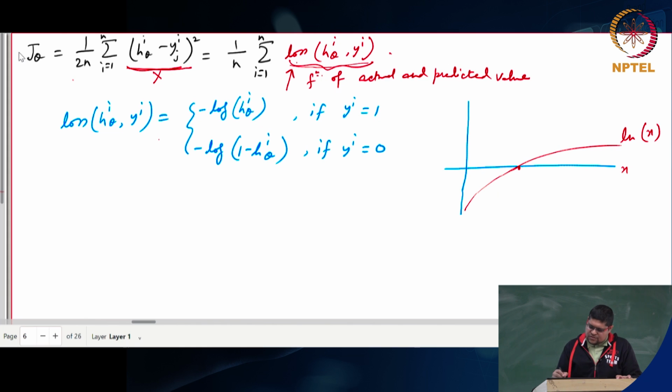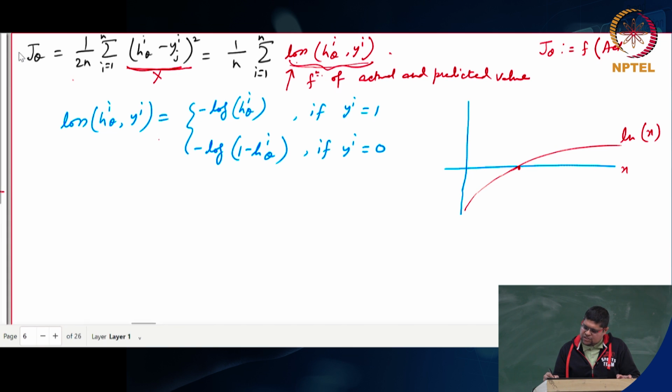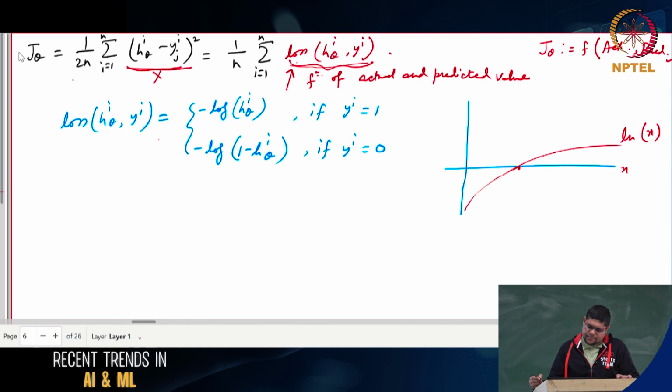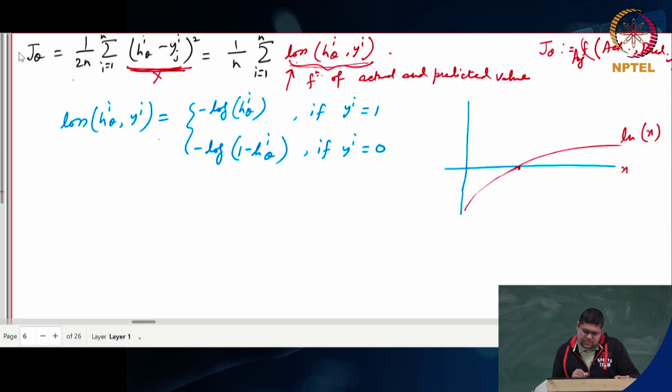So J theta, what is the meaning? J theta is equal to some function of actual and predicted. If I take all the samples, then I will take the average. Okay. So we can't use this loss function due to having multiple local minima. I am defining some new loss function. That's it.